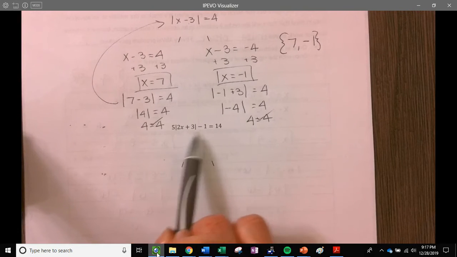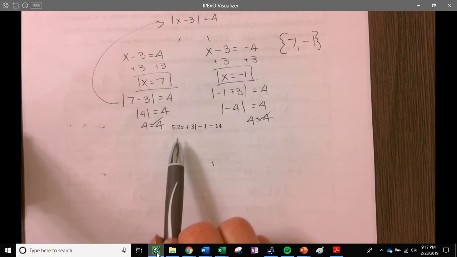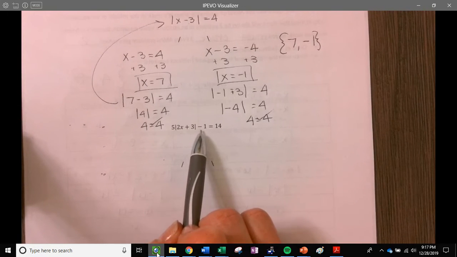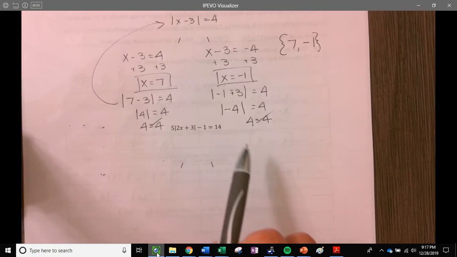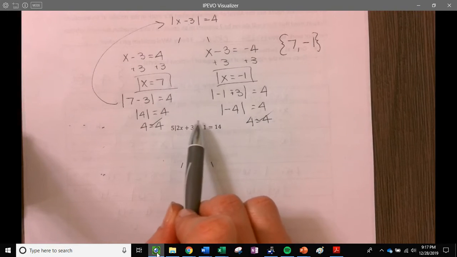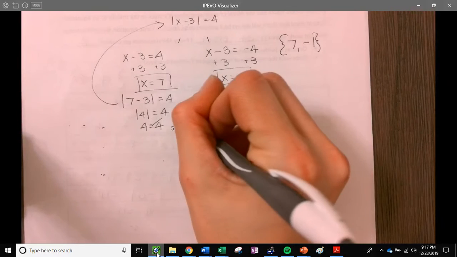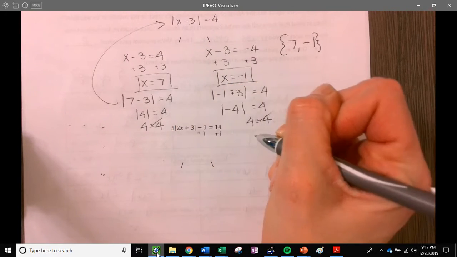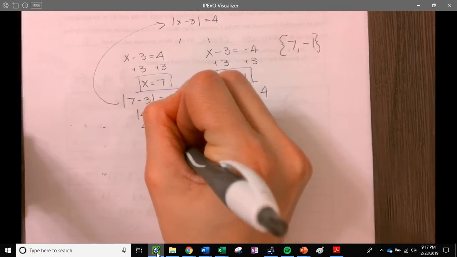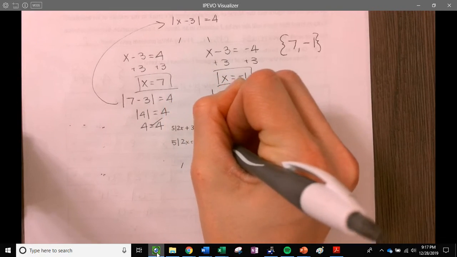Am I going to divide this whole thing by 5 and then this by 5? No, because that's going to give me the absolute value of 2x plus 3 minus 1/5 equals 14/5. Nobody likes fractions. That's a mess. So let's get rid of this outlier first. Do the easier thing first. We'll add 1 and add 1. And that will give us 5 times the absolute value of 2x plus 3 equals 15.